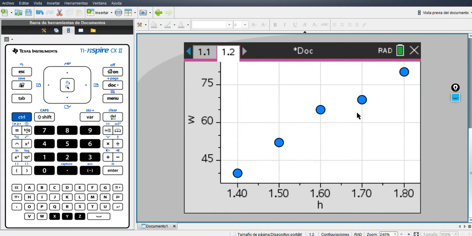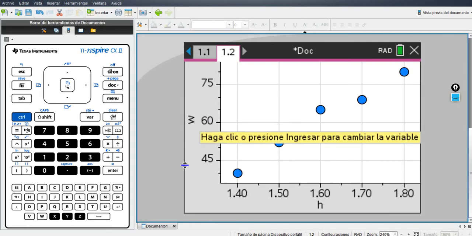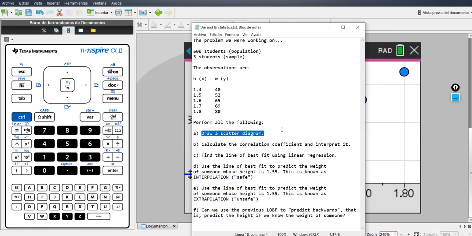We can see a clear linear trend, right? It's linear. There seems to be a very strong positive correlation between the height and the weight of these 5 students. Perfect. And that actually achieves the first task.